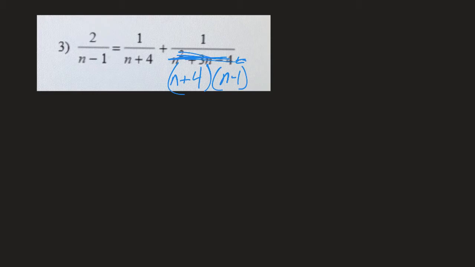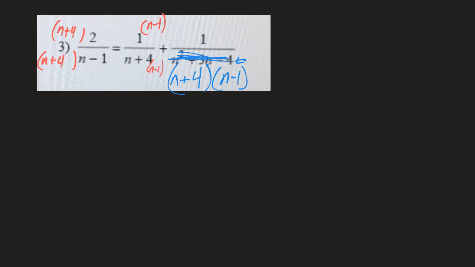And if I start getting common denominators, you'll notice I don't actually have to multiply very much. n plus 4, n minus 1. I can take n plus 4 over here, and on the top as well. And I can take n minus 1 to the top and bottom here.